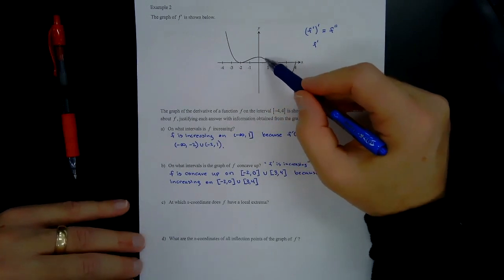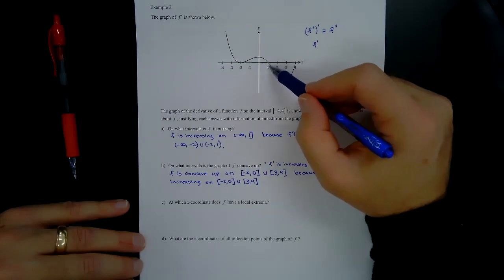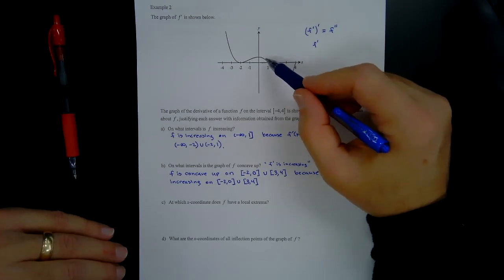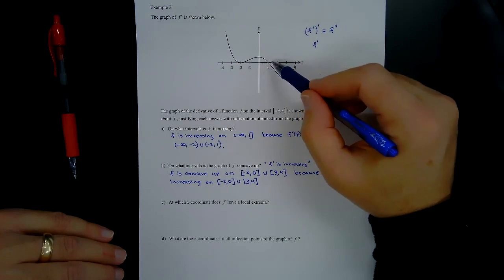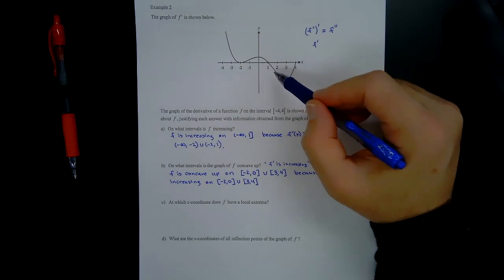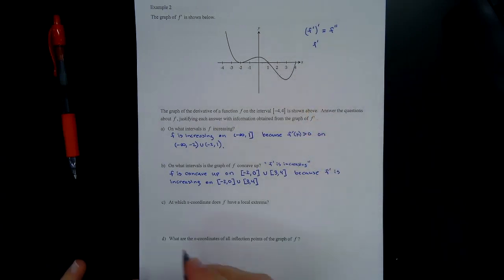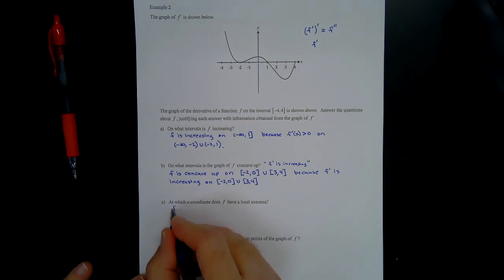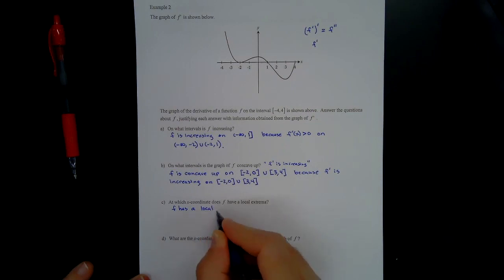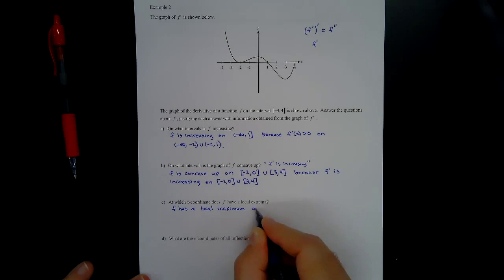And then at 1, just before 1, it's positive, and then right after it, it's negative. And so that's the only one where it changes signs. And it's changing from being positive to negative. So the function is increasing and then decreasing. So if it's increasing and then decreasing, we would have a local or relative maximum there, okay? So f has a local maximum. And we don't know what it is, so we can't say a local maximum of this, okay?